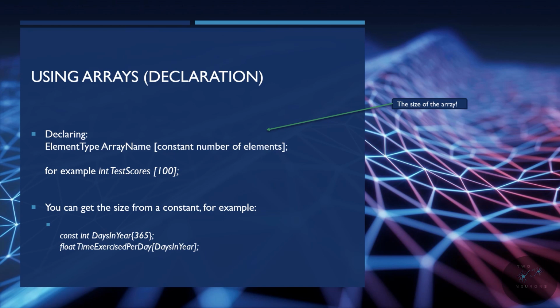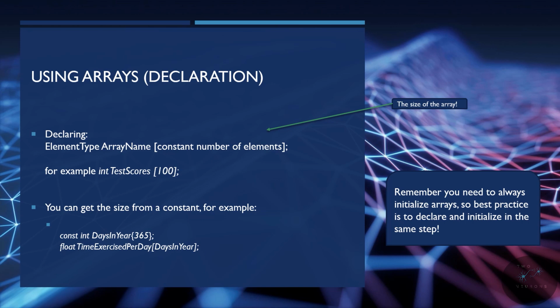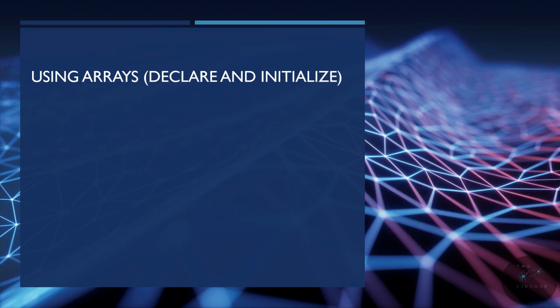But remember what I said earlier. You need to initialize your array. So it is best practice to declare and initialize your arrays in the same step. And again, you can always change the value of individual elements of your array at runtime. So let's look at how we can declare and initialize our arrays. And it's, again, very similar to what we saw a moment ago. We're going to have our element type, our name. Within square brackets, we are going to have the size of our array, and then we're going to have our initialization list. So these are the values in order of index that we are initializing.